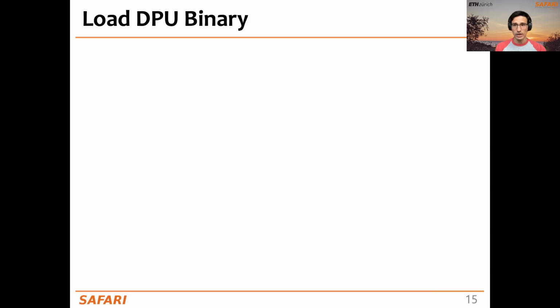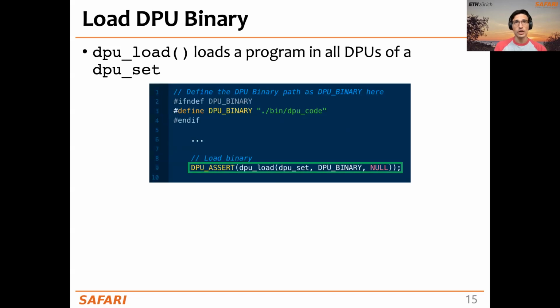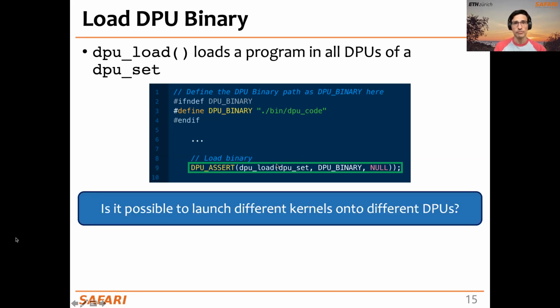So after having allocated the DPU set, we have to load the DPU binary into the instruction RAM that each DPU contains. And we use a library call called dpu_load to load a program in all DPUs of a DPU set. So here you can see this is the file where we have our binary, and this is the dpu_load operation that we do to load this DPU binary into the instruction RAM of the DPUs in this DPU set.